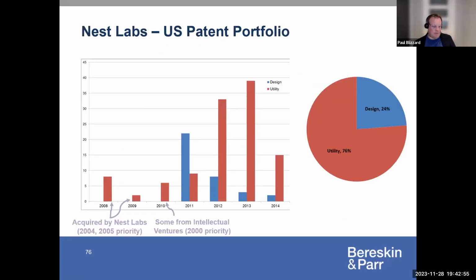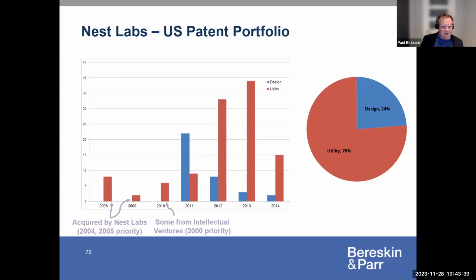But when you look at the patent portfolio and the filings from Nest, there are some interesting things to note. There was a significant number of utility patent filings in 2008. There's a lower number that were acquired. I think the 2008 ones were acquired by Nest, so they bought them. They purchased a portfolio, and then in 2010, a set of patent applications. They purchased again a set of licensed patents from Intellectual Ventures, which is a non-practicing entity, also known as a patent troll.